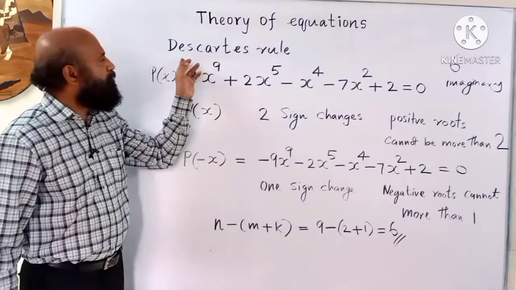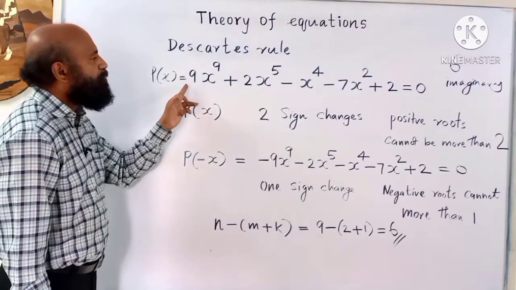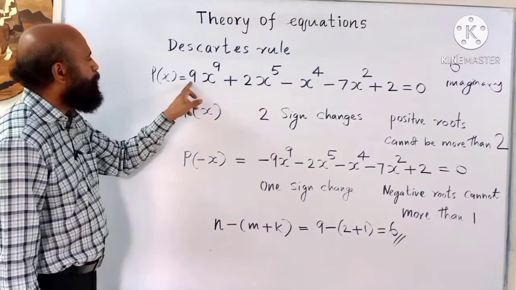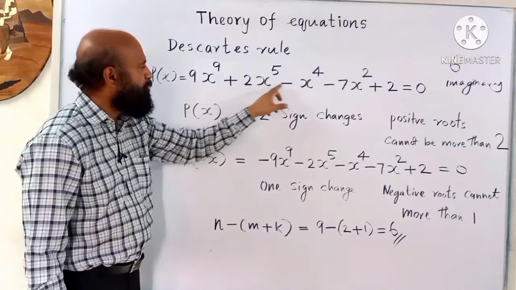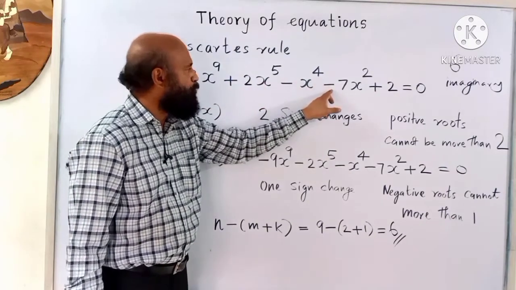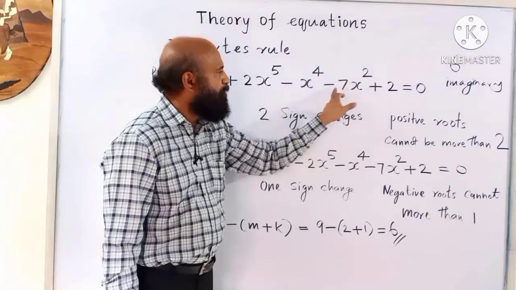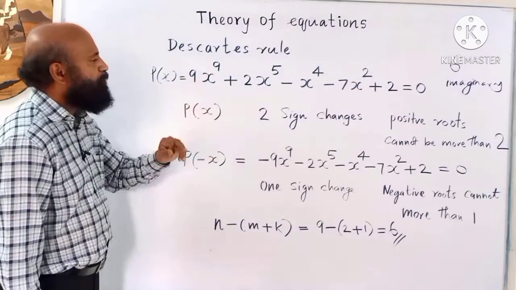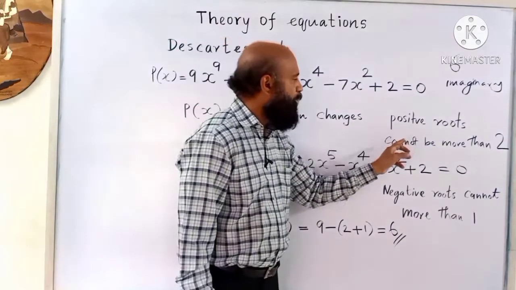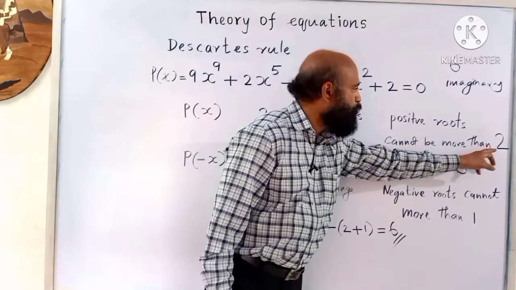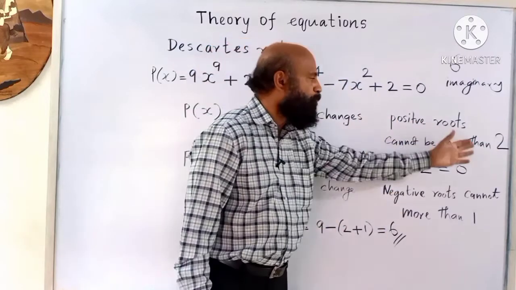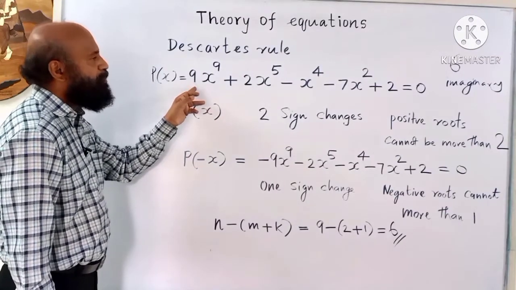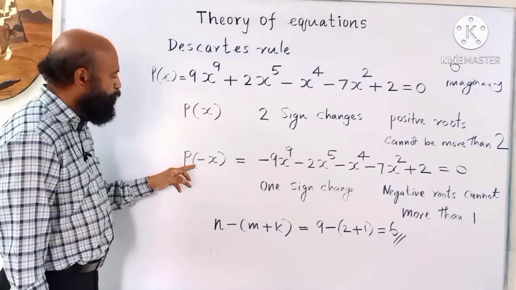Let us use Descartes' rule. In the given polynomial, there are 2 sign changes. Plus, plus, but plus, minus: here one sign change is there. Minus, minus: there is no sign change. Minus, plus: here there is another sign change. So 2 sign changes are there in P of x, so it cannot have more than 2 positive roots. Positive roots cannot be more than 2.